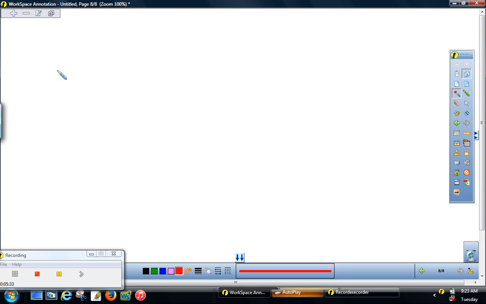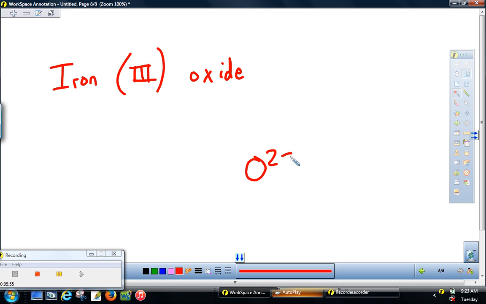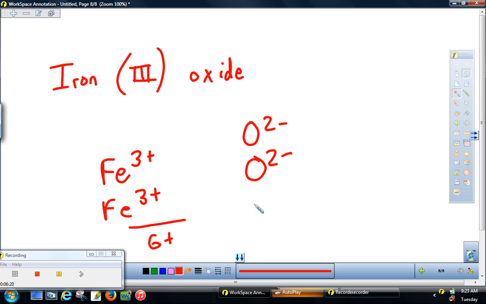Another example, if we have iron oxide, let's do iron 3 oxide. Once again, we know the oxygen is going to have a negative 2 charge. The iron has a Roman numeral 3, which tells you that iron has a plus 3 charge. What's the lowest common multiple of 3 and 2? 6, right? So how many irons with a plus 3 charge do we need to get to a plus 6? We would need 2 of them. How many oxides that have a negative 2 charge would it take to get to a negative 6? It would take a total of 3 of that ion to get to a negative 6 charge.